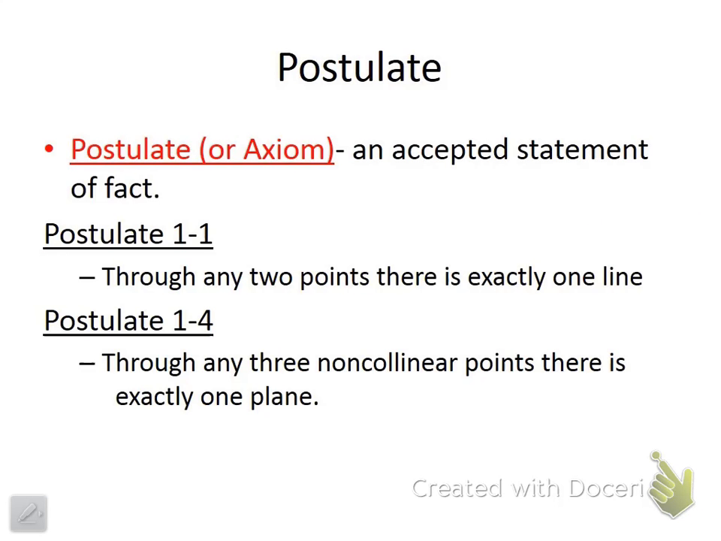Okay, here's a postulate, an accepted statement or fact. Postulate 1-1: through any 2 points, there is exactly one line. So there's always a line between 2 points. So I'm going to have a point, and there's always going to be a line that goes through them, no matter where they are in space. Postulate 1-4: through any 3 non-collinear points, there is exactly one plane. We're going to see a couple of examples of this. Just make sure you write these down because they're going to come into play a little bit later.